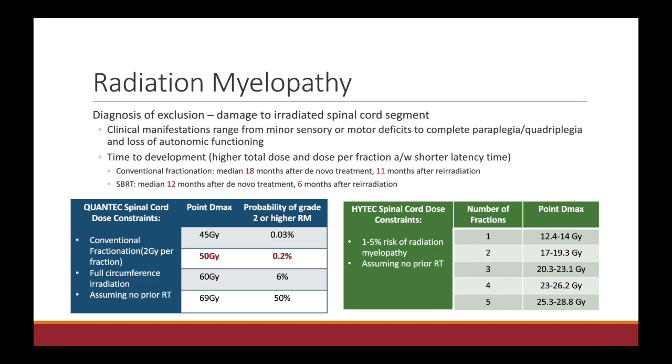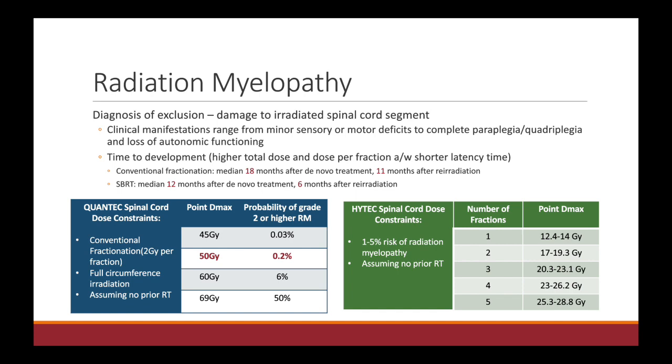And when we treat the spinal cord to too high of a dose, what can happen is a side effect known as radiation myelopathy. Radiation myelopathy is a clinical diagnosis. It's a diagnosis of exclusion, and it occurs from damage to an irradiated spinal cord segment. The manifestation can be mild, minor sensory or motor deficits, or it can range to complete paraplegia or quadriplegia and complete loss of autonomic functioning. So if we don't safely treat the spinal cord, we can really cause some horrible side effects for our patients that we definitely do not want to do.